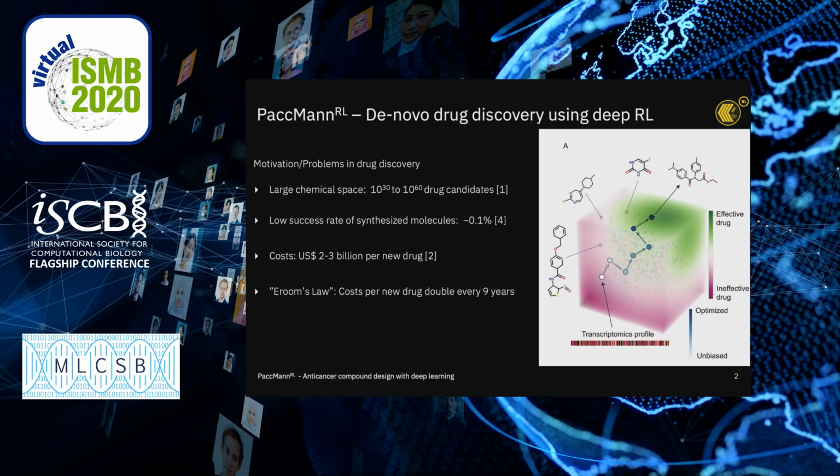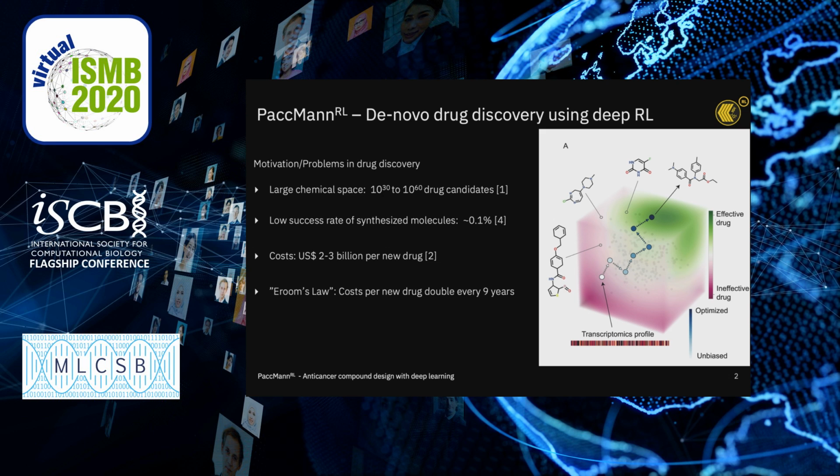One is the sheer size of the chemical space, which is estimated to contain 10 to the 30 to 10 to the 60 potential drug-like molecules. And the success rate of all those molecules that are synthesized and tested in the field of drug discovery is extremely low, with only about 0.1% actually reaching market approval at some point.